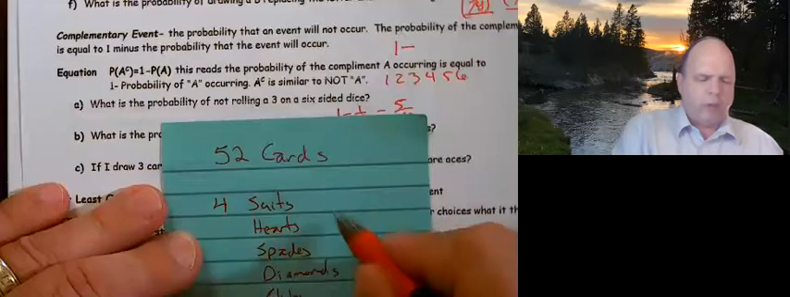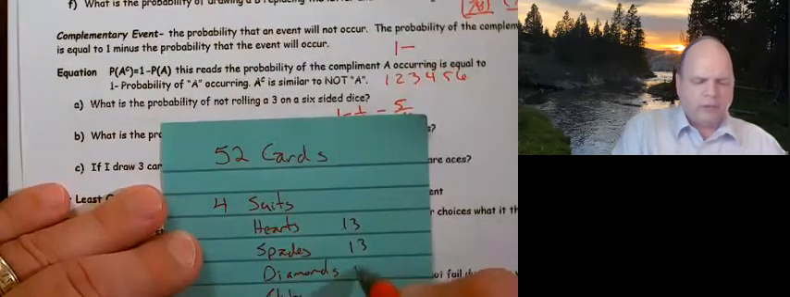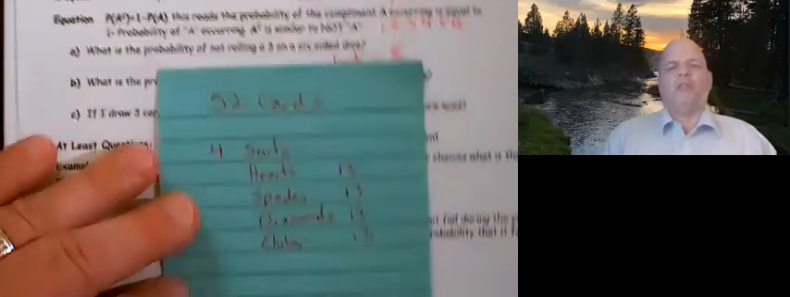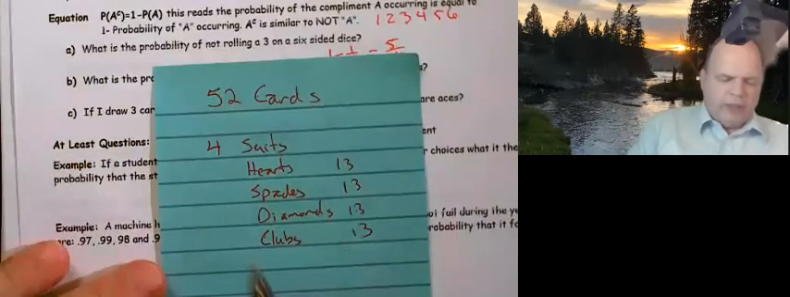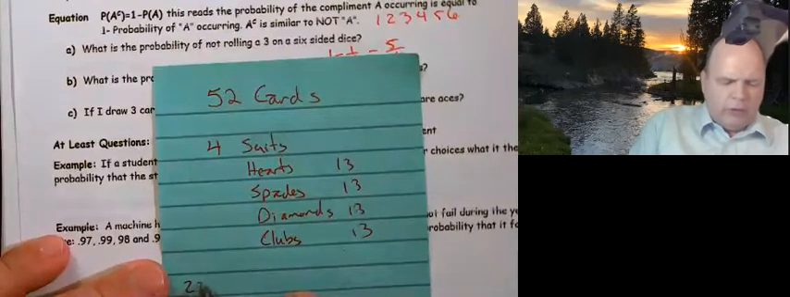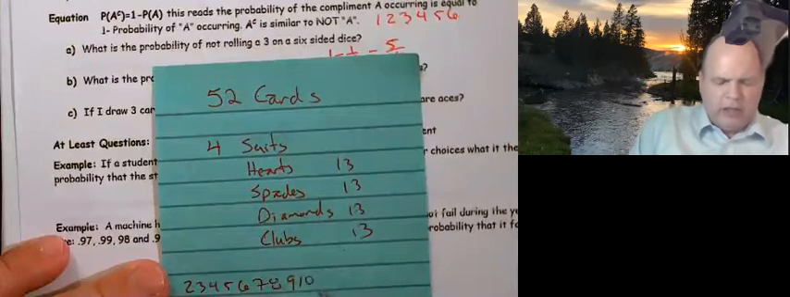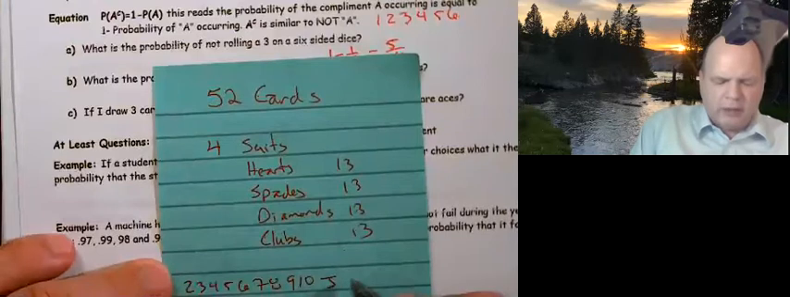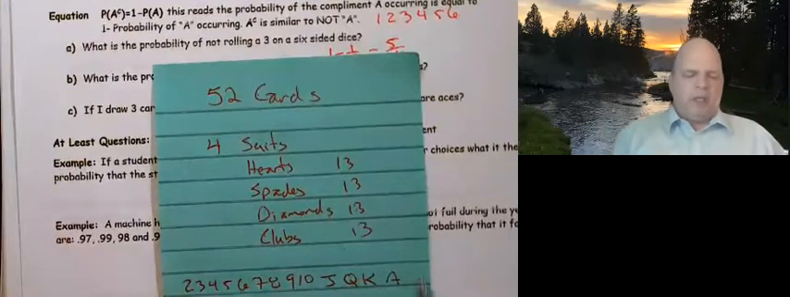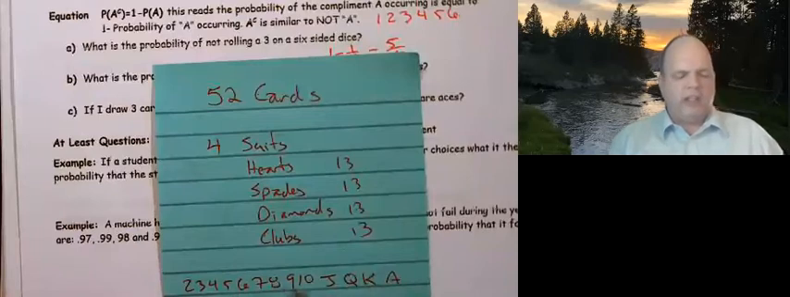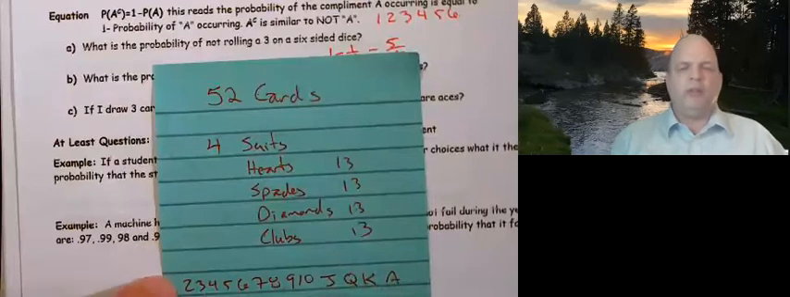Well, 52 divided by 4 means we have 13 in each suit. Each suit is made of 2, 3, 4, 5, 6, 7, 8, 9, 10, and then a jack, a queen, a king, and an ace. And depending on how you're playing, the ace is either high or low. But 2, 3, 4, 5, 6, 7, 8, 9, 10, jack, queen, king, ace, and that's generally the order. Ace is usually the largest, but sometimes we use it as the smallest.